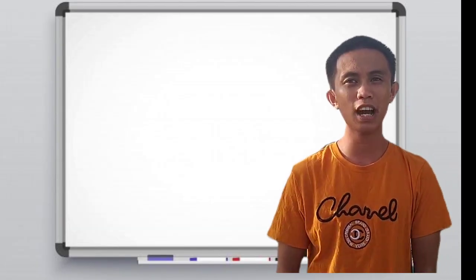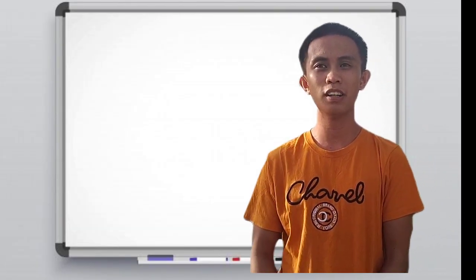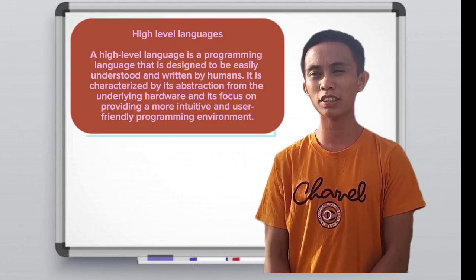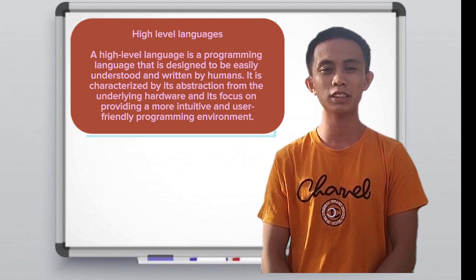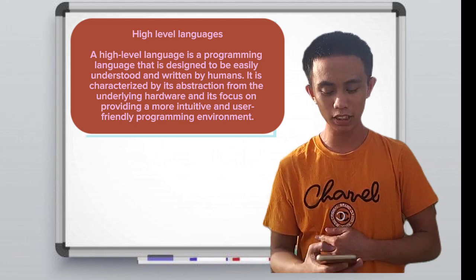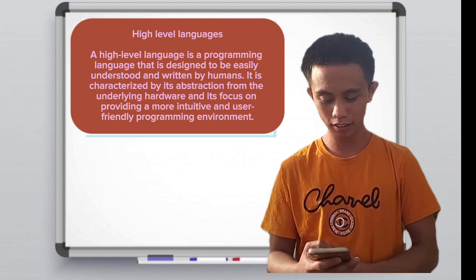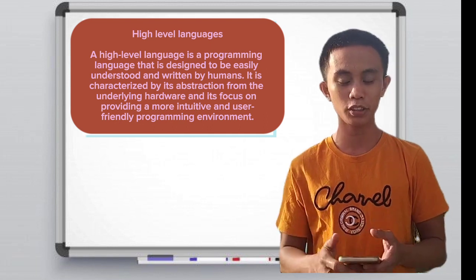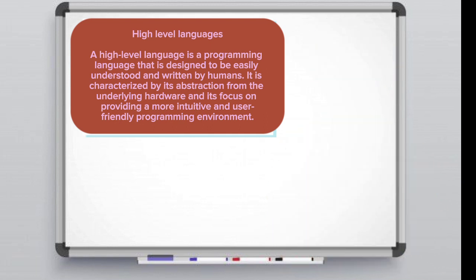Let's move on to the high-level language, our next topic. A high-level language is a programming language that is used and written by humans. It is characterized by its abstraction from the underlying hardware and its focus on providing more intuitive and user-friendly programming language.